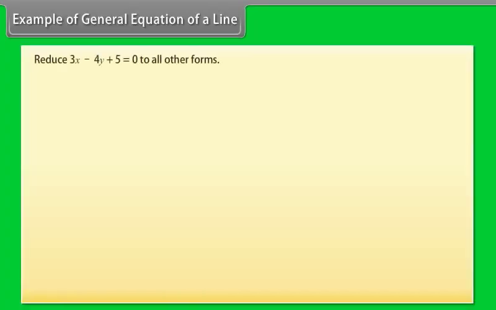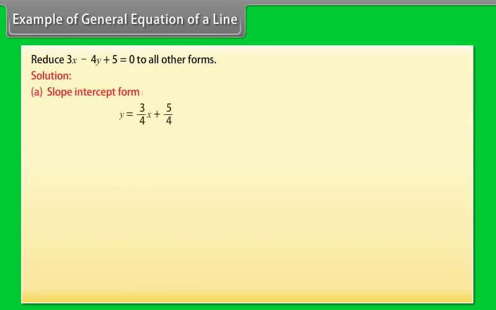Example of general equation of a line. Reduce 3x - 4y + 5 = 0 to all other forms. Solution. Slope-intercept form. y = 3/4 x + 5/4, where m, the slope, is equal to 3/4, and c = 5/4, that is the y-intercept.